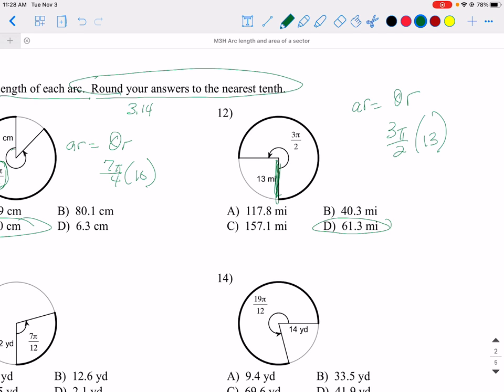Thanks for bearing with me through my going back and forth between Desmos and this. So next I'm going to show you area of a sector.